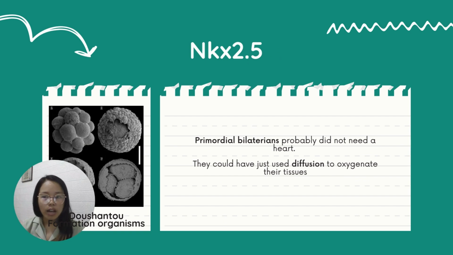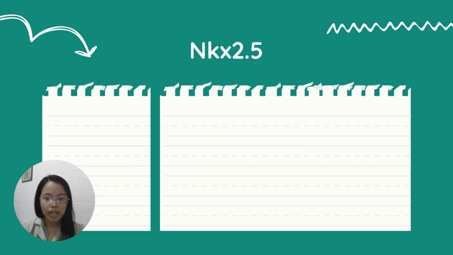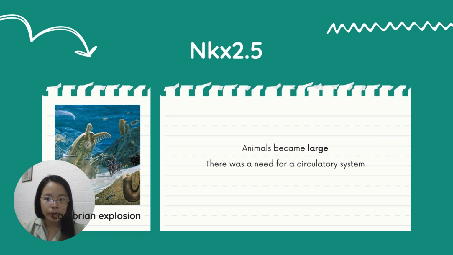As mentioned earlier, Hox genes must have appeared in the common ancestor of all bilaterians. This includes the NKX 2.5 gene, which is involved in the development of the heart. However, assuming that primordial bilaterans were as small as the organisms found in the Doushantuo formation, they probably did not need a heart to keep their tissues oxygenated, since they should have been able to do diffusion. In the Cambrian explosion, the animals became large. Thus, there was a need for a circulatory system since diffusion could not have been enough to oxygenate their tissues.